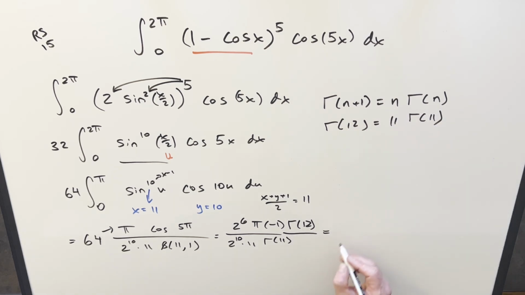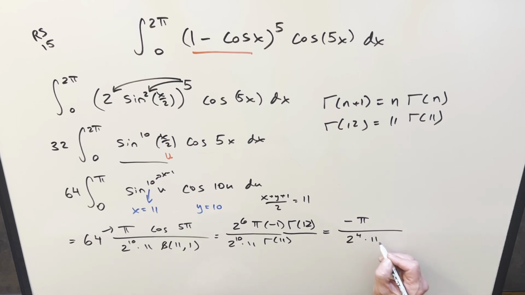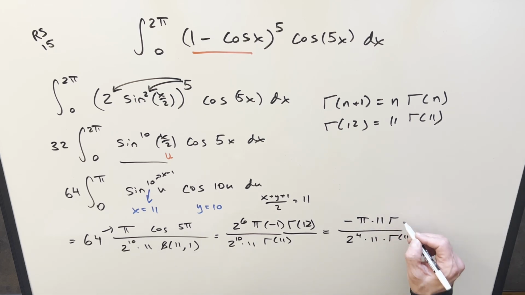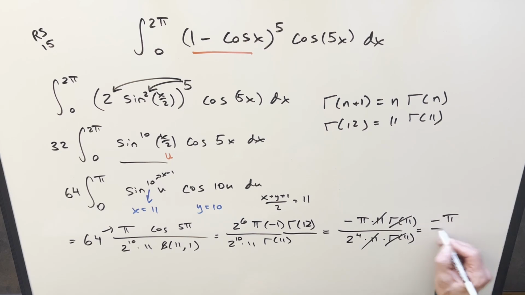So for gamma 12, we can write it as 11 times gamma 11. Now we'll simplify. Let's rearrange things. We're going to have minus pi, 2 to the 6th over 2 to the 10, which I can write as just 2 to the 4th in the denominator, times 11 gamma 11, and taking gamma 12, we write this as 11 times gamma 11. Cancel 11 here, cancel gamma of 11 here and here. Putting it together for my final solution, we just get minus pi over 16, and that's it. Okay, so there you go. Interesting alternative with the reciprocal beta function. Thanks everyone for watching. Have a good day.